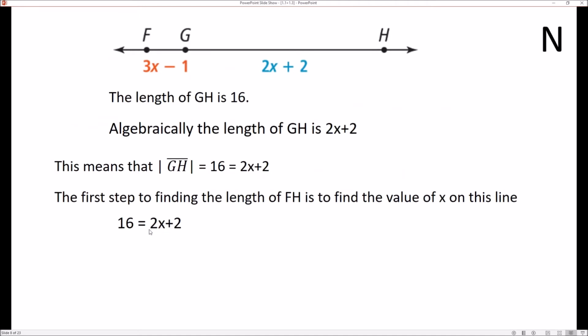So we've already done this. We're going to subtract 2 from both sides. That's going to leave us with 14. Divide by 2, we're going to get x equals 7. So now that I know what my x value is, I can plug it in here to check. 2 times 7 is 14, plus 2 is 16. These numbers check. This equation is balanced. So I know I can use my x equals 7 here to find the length of FG. That is 3 times 7, which is 21, minus 1. So FG is 20. So now I have the value 20 plus 16 will give me the overall segment length of 36.